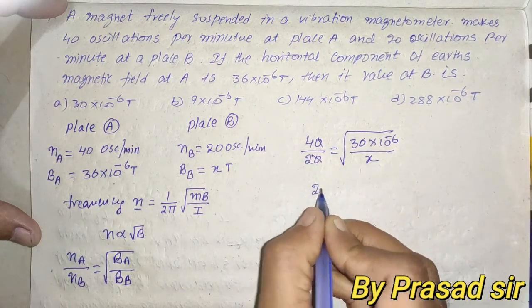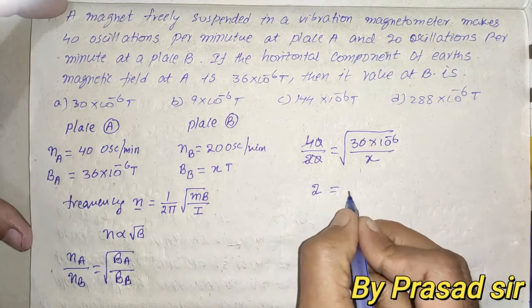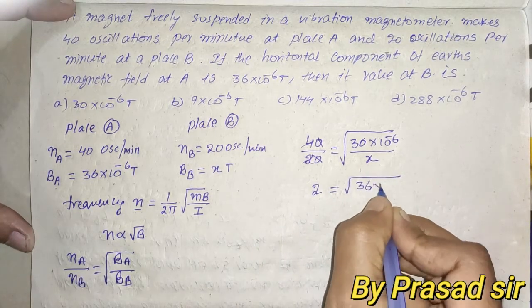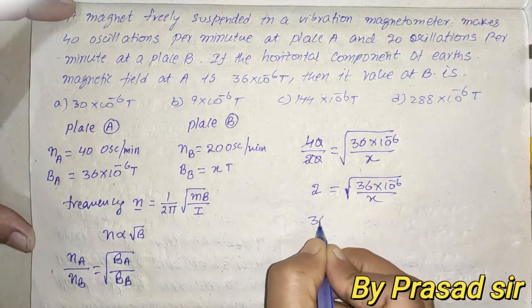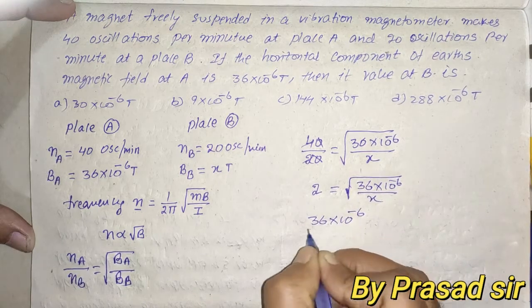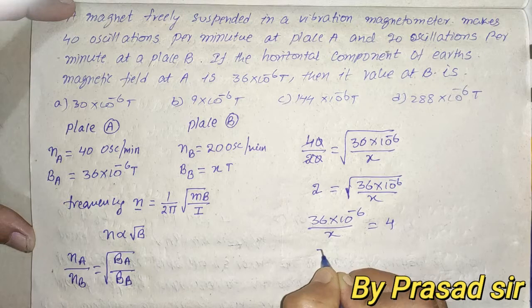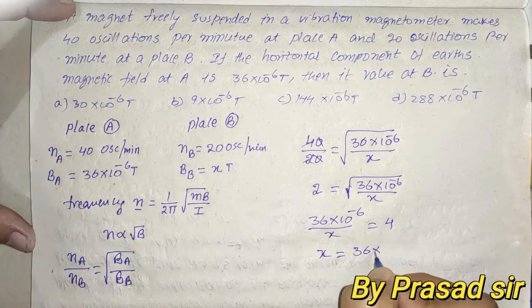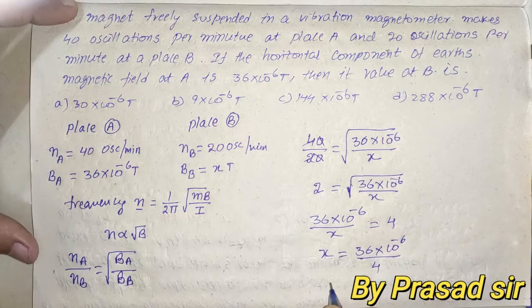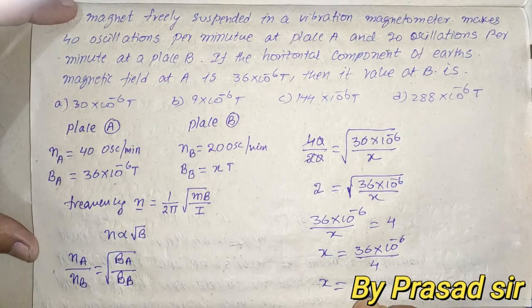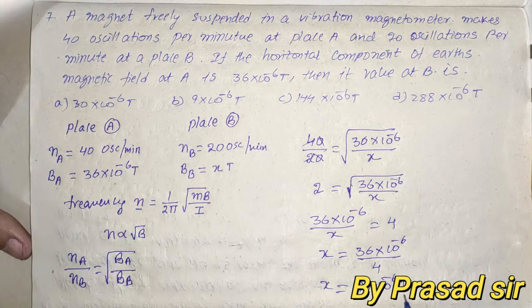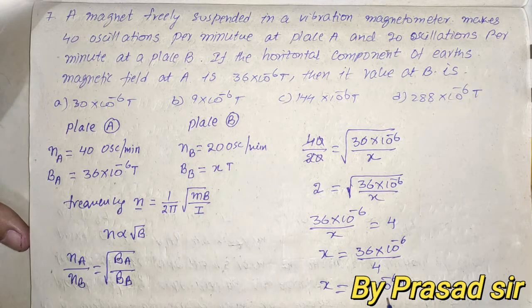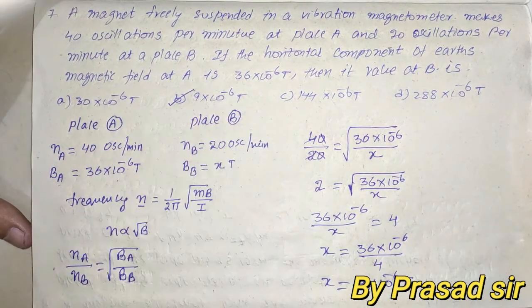These two are cancelled. So here 2 is equal to square root over 36 into 10 to the power of minus 6 divided by x. Squaring on both sides, 36 into 10 to the power of minus 6 divided by x is equal to 4. So here x is equal to 36 into 10 to the power of minus 6 divided by 4, and x is equal to 9 into 10 to the power of minus 6 Tesla. So here 9 into 10 to the power of minus 6 Tesla is the magnetic field at place B. So what is the solution here? Option B.